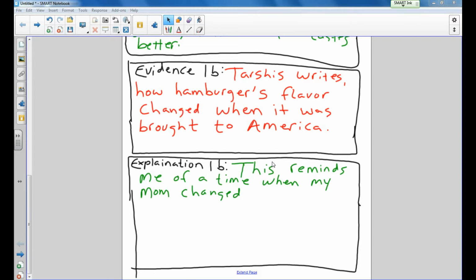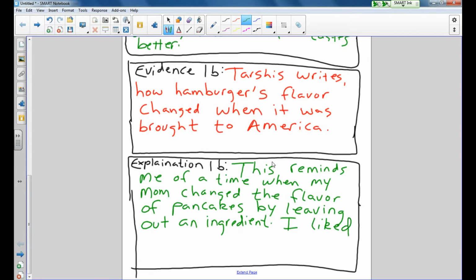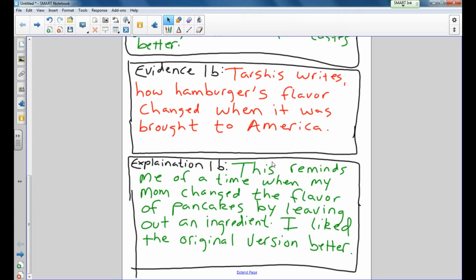If we change food, this reminds me of a time when my mom changed the flavor of pancakes by leaving out an ingredient. I liked the original version better. Okay, we're going to stop there on the graphic organizer. Like I said before, the next reason you get from your thesis, and then the second body paragraph, you just go through the same steps as you did here, proving your reason and giving explanations. Same thing with the third body paragraph.